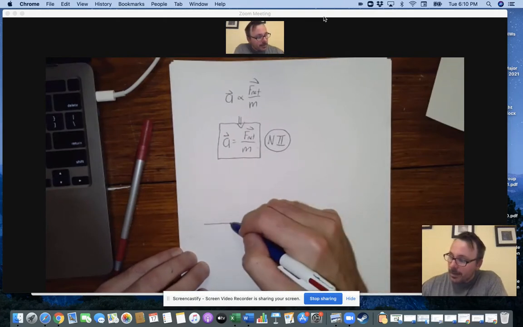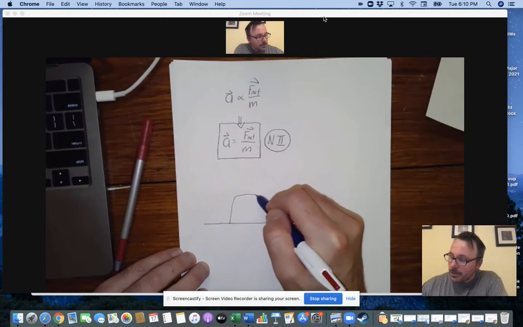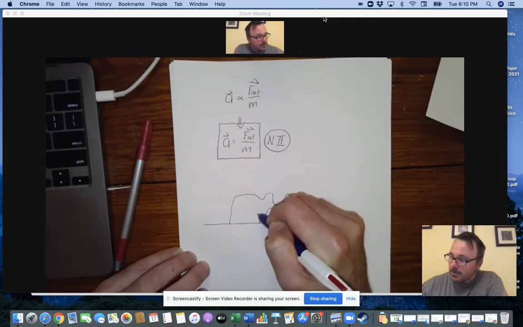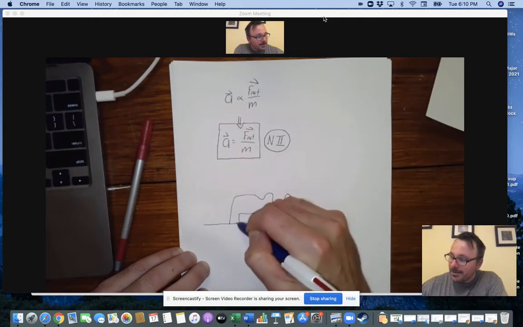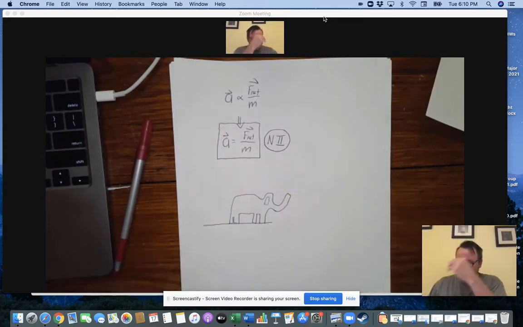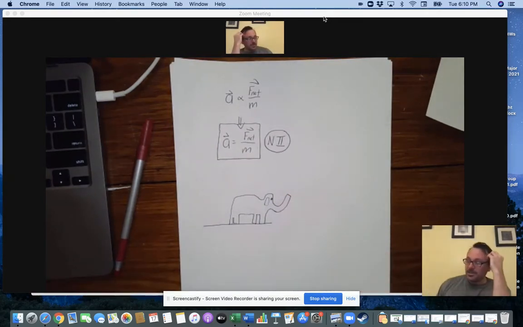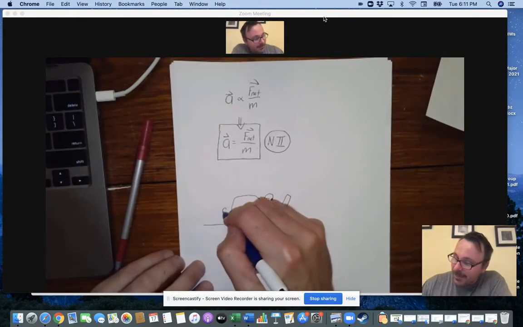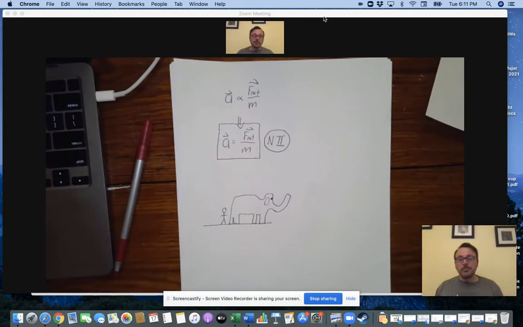Let's say I have an elephant, right? You know, I mean, you don't know what my home life is like. Maybe I have an elephant at home, right? So here's my elephant, my Jumbo. Oh, that's a terrible elephant. I apologize to all elephants out there, but there's my elephant. And here I am standing behind the elephant, okay? Probably not a good place to stand, but there you have it.